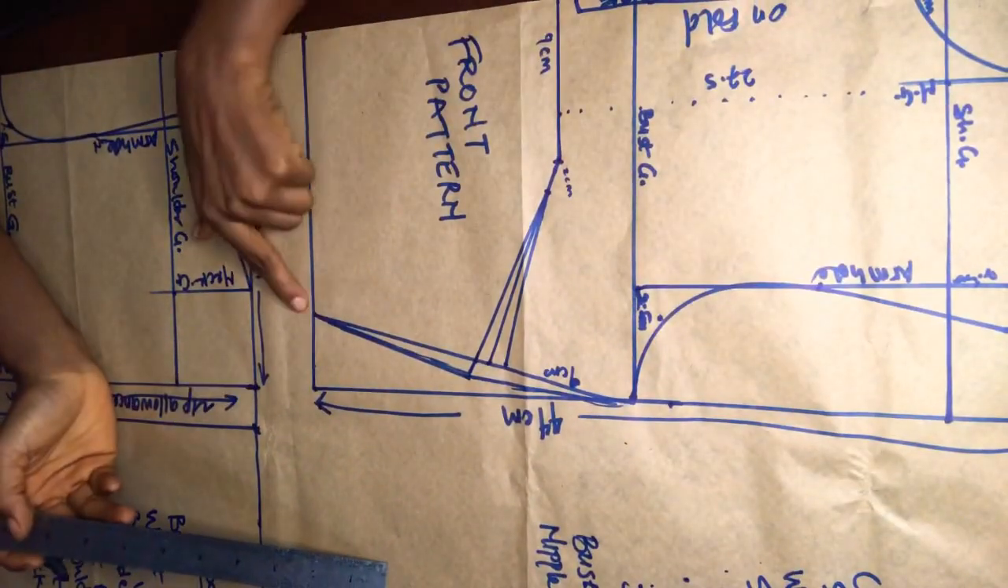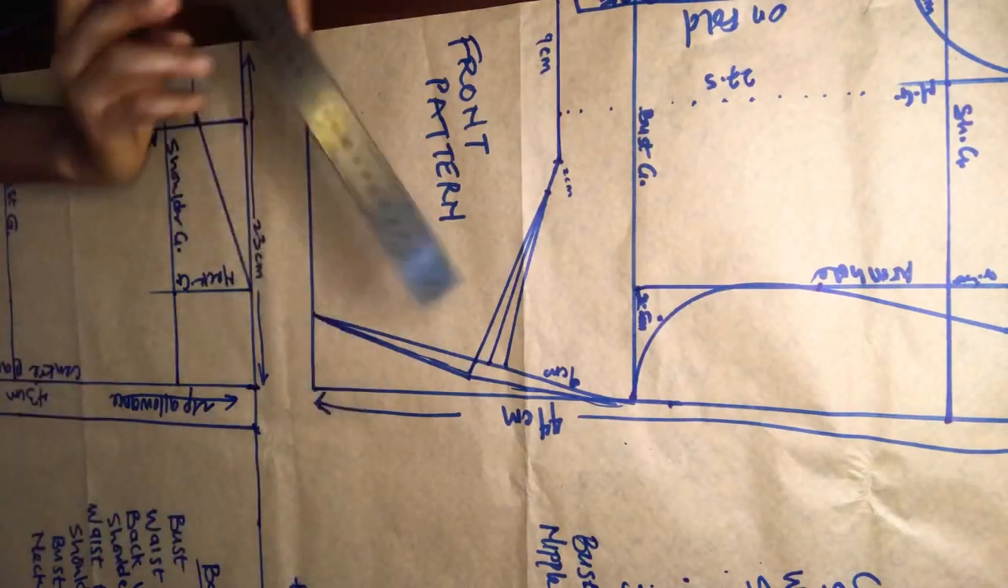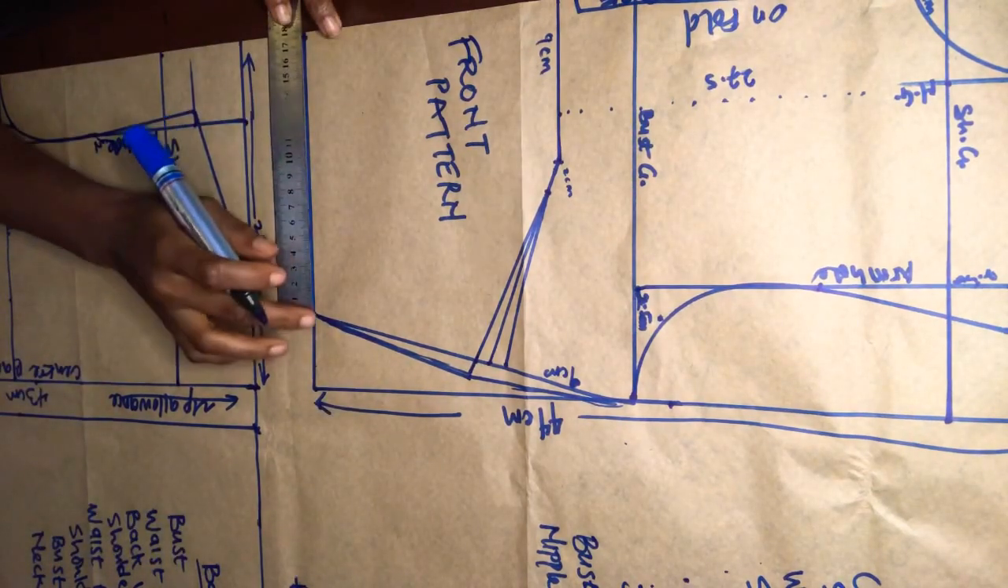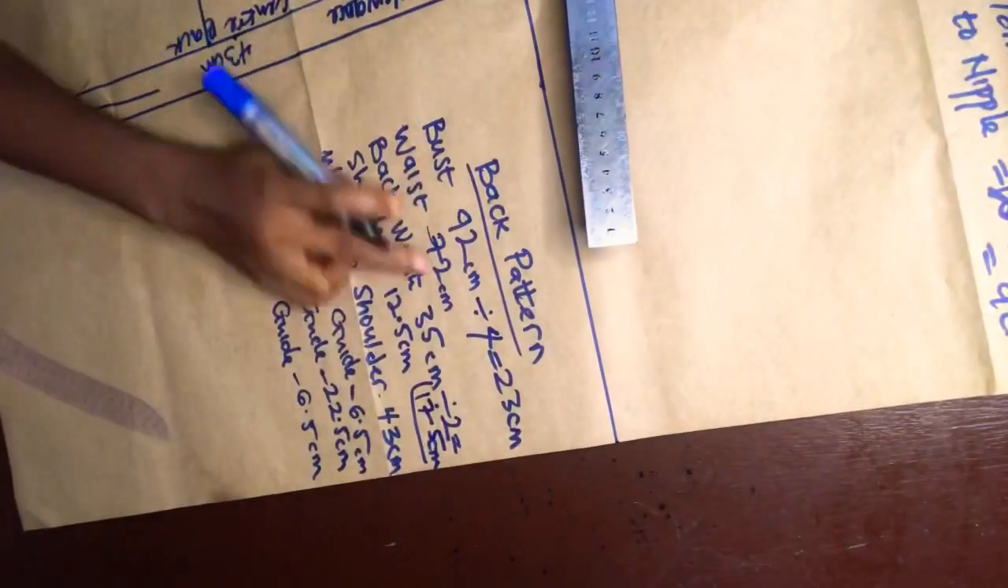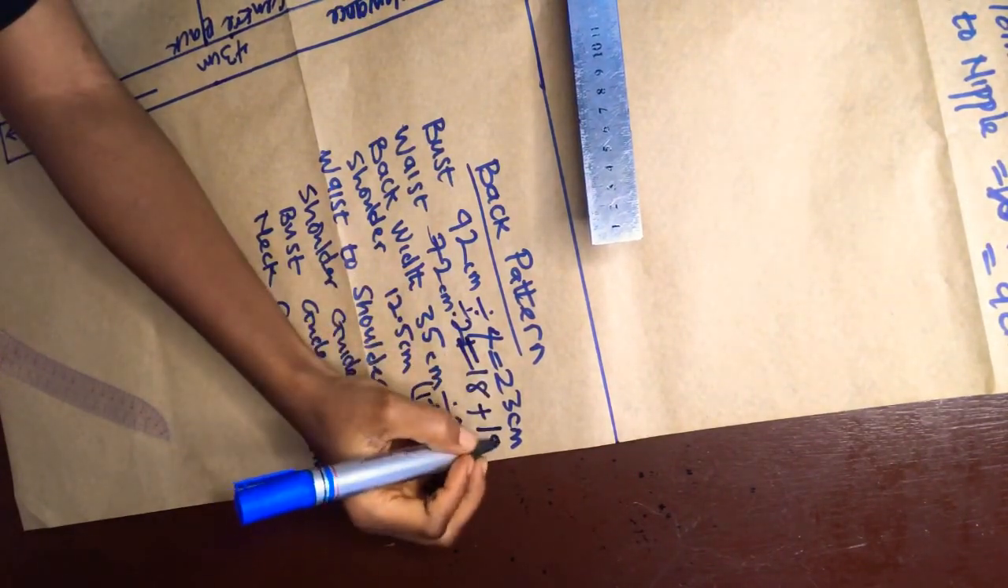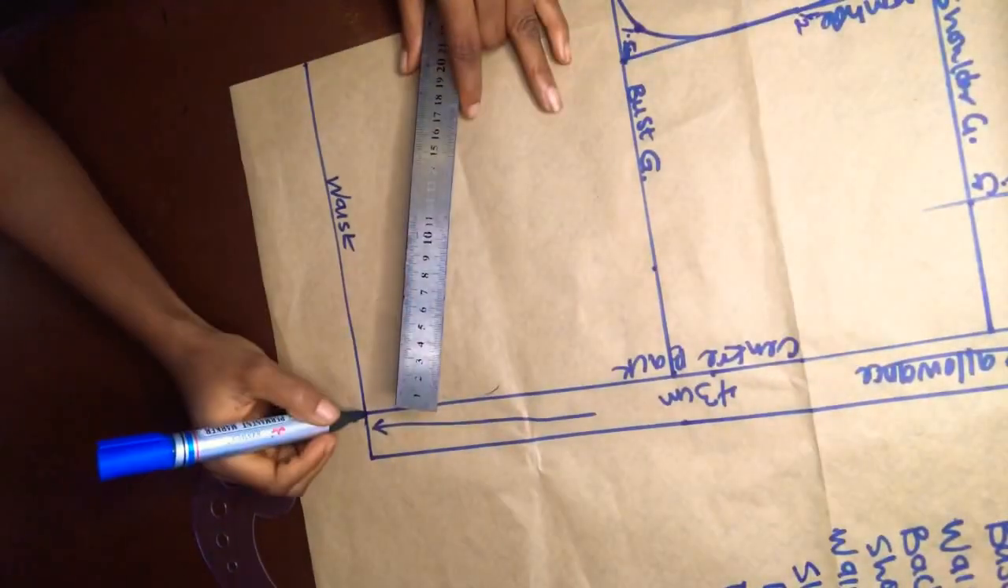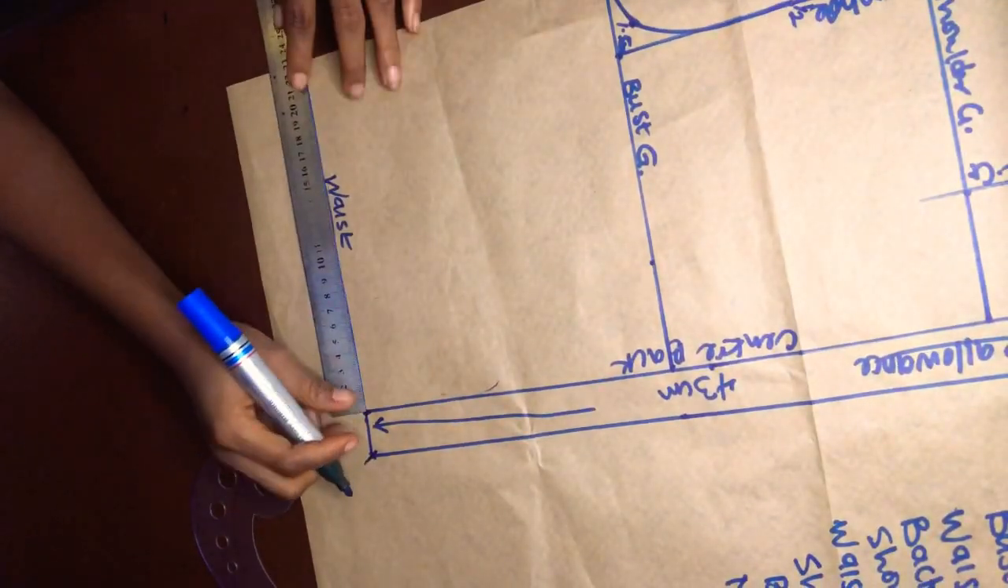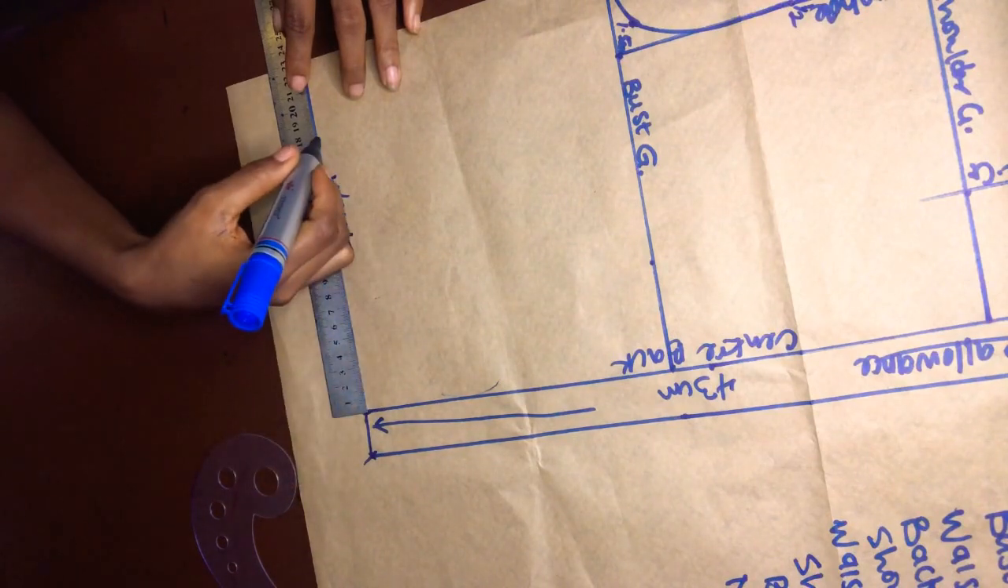The waistline that we use for the front here, we use the exact measurement, but we are going to be adding 1 centimeter or 2 centimeters, depending on what you want to use for your dart. So I'm going to be adding 2 centimeters here.